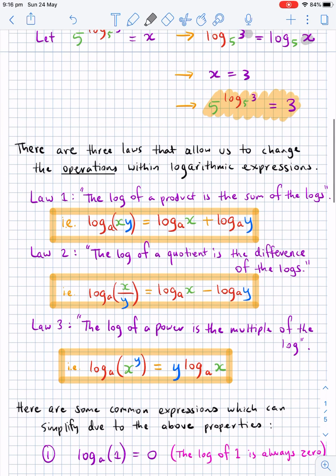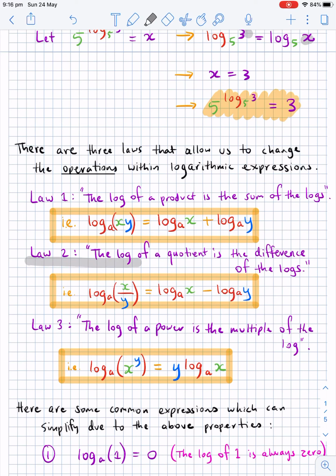Okay, so there are 3 laws that allow us to change the operations within logarithmic expressions. These aren't cancelling things, but they enable us to change operations to make certain things easier in certain situations. Law 1: the log of a product is the sum of the logs. We're logging a product here, which is multiplication. We can split x and y up, each having their own log, but there has to be a plus in the middle. It's the sum of the logs.